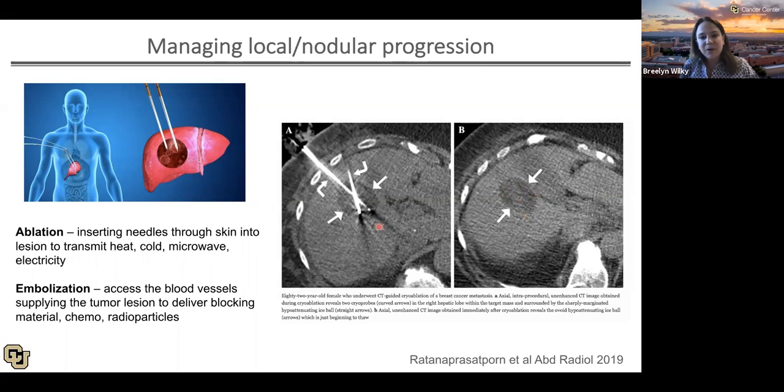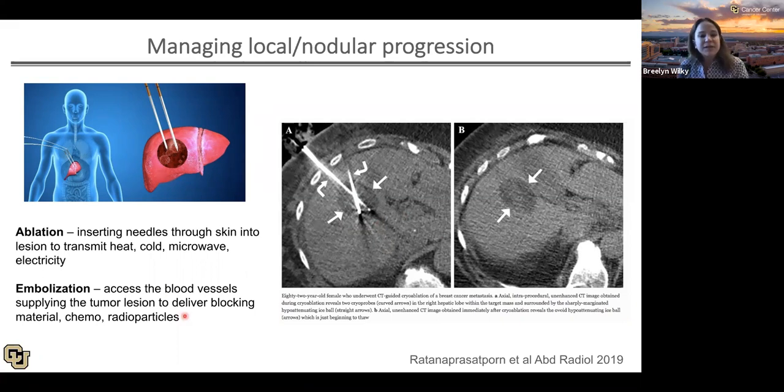And that ice ball leads to local tissue death. That tumor is neutralized in a very effective and very controllable way, actually. They can control very precisely how far the ice ball goes in order to neutralize that lesion. So very effective, very focal, and relatively well tolerated. The other option is embolization.